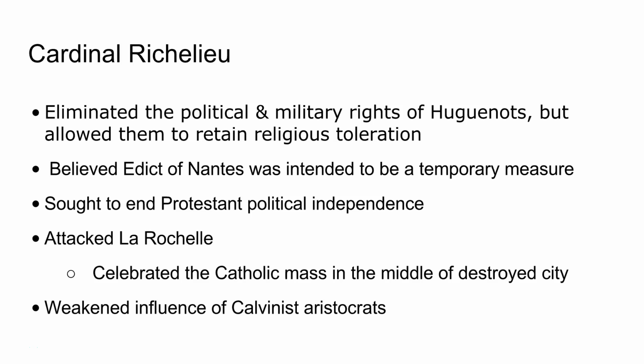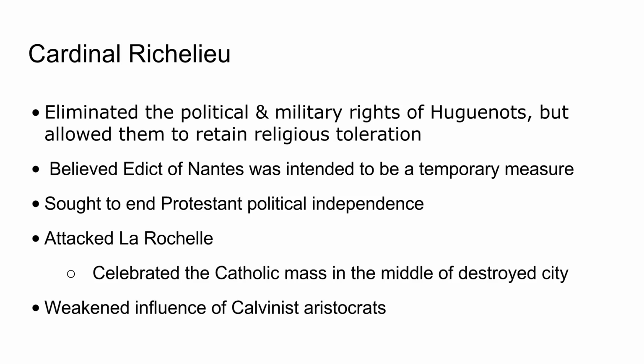Richelieu also works, as part of his effort to centralize power, to go after this Edict of Nantes. What it did is it created essentially self-governing, quasi-independent political entities of Calvinist Huguenot cities. So he looked at the Edict of Nantes and said, okay, here's the deal. We need to end the political and military rights that the Huguenots have.